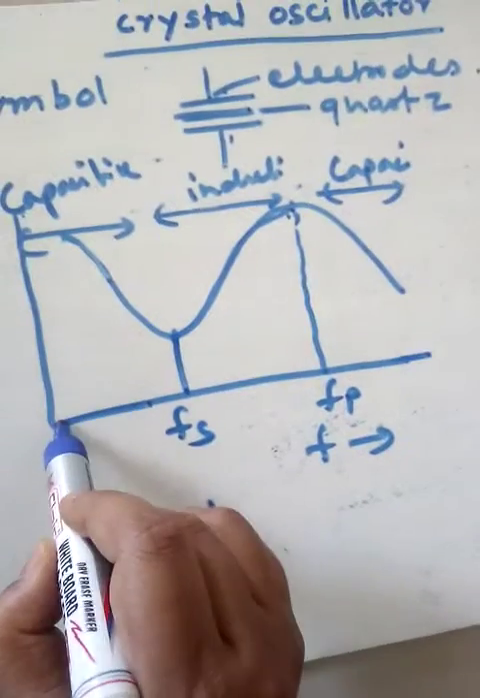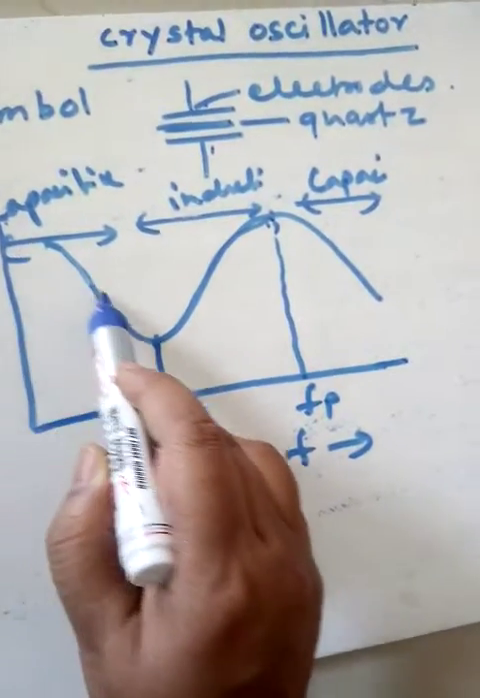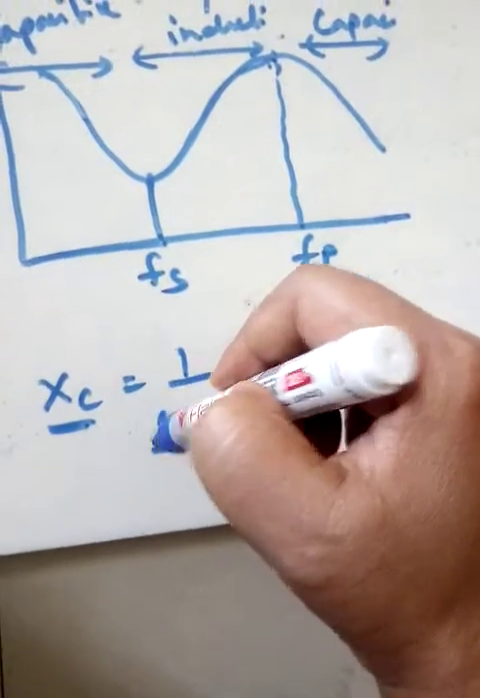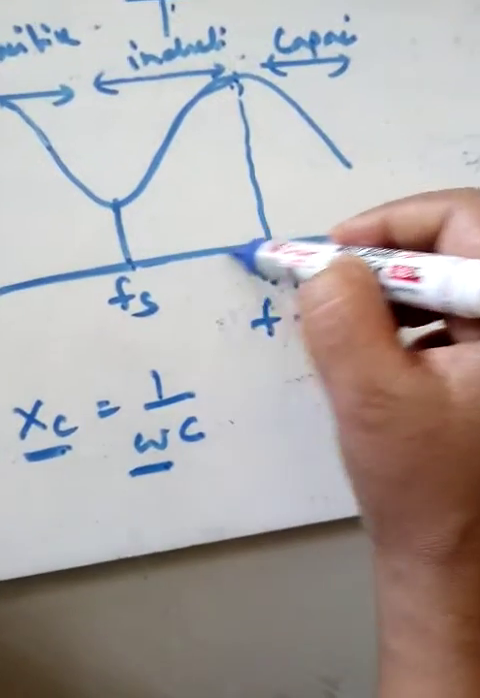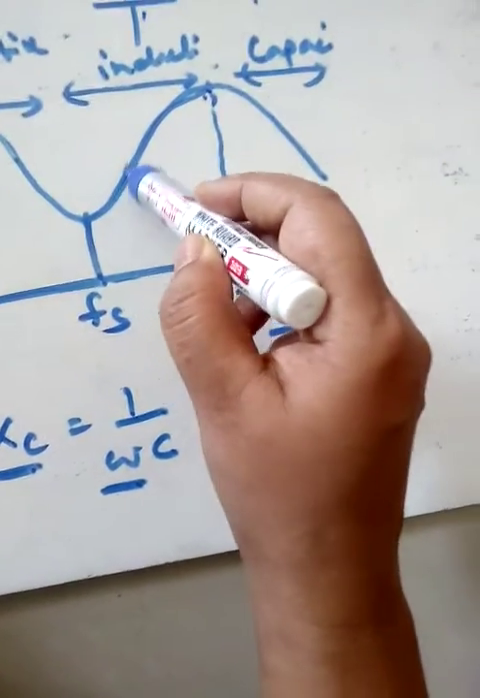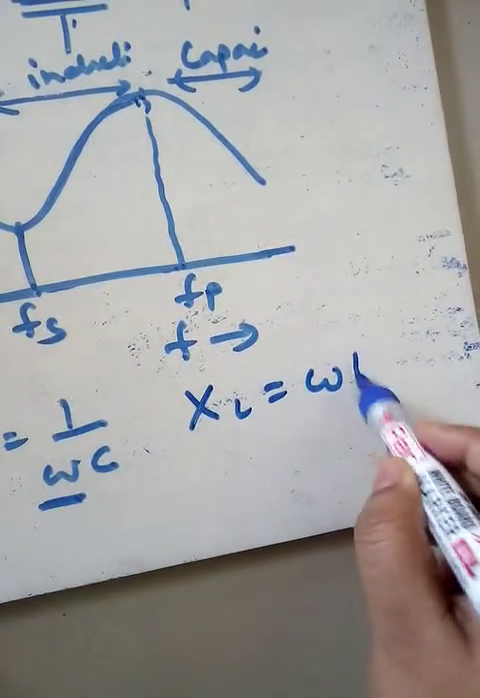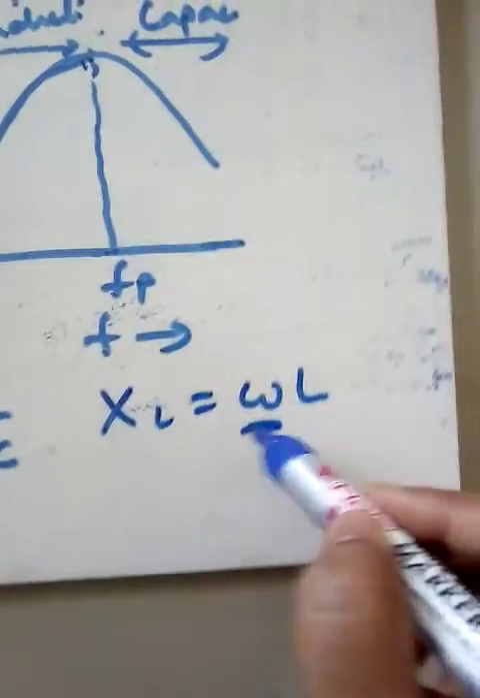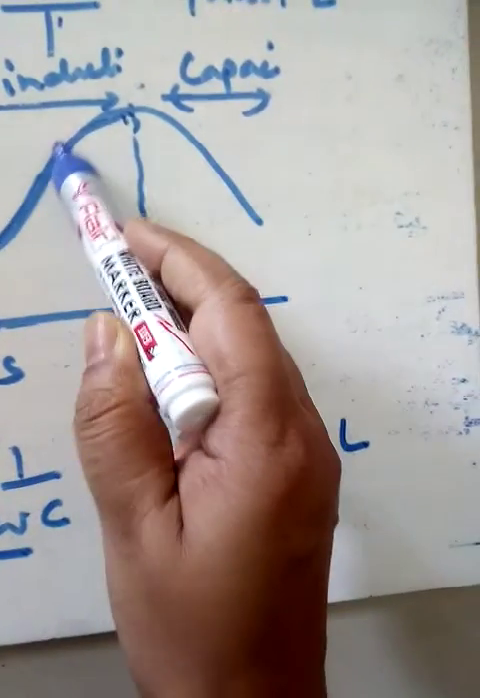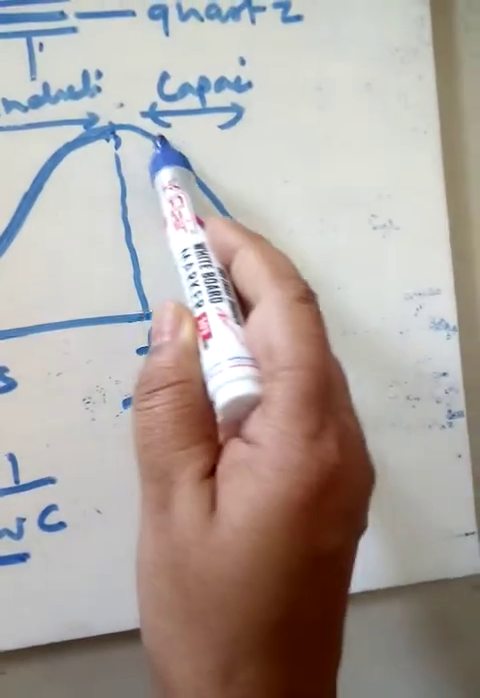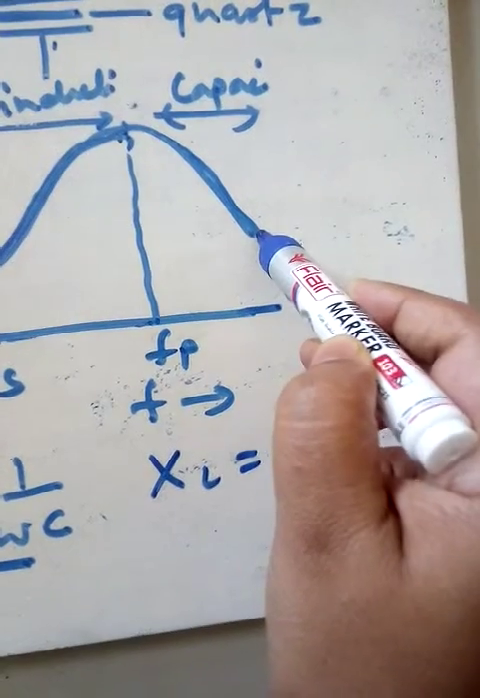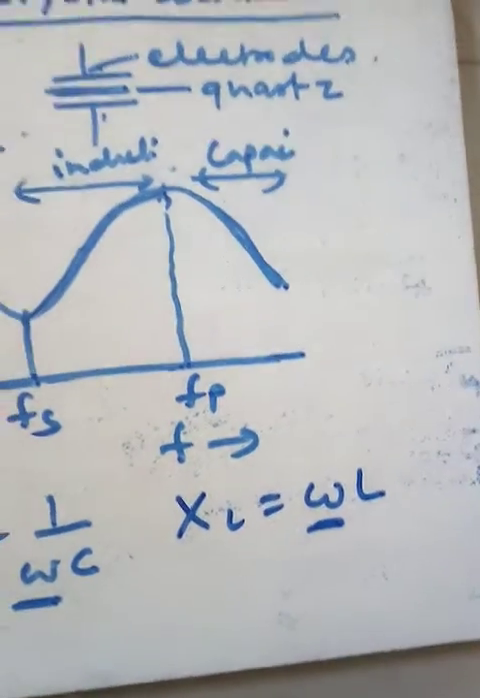So when the frequency increases, the impedance reduces, since frequency is inversely proportional to the capacitive reactance. When the frequency increases, the impedance also increases. It means XL is equal to omega L, directly proportional to omega. So this part is inductive. Again beyond this it is capacitive. Okay, thank you.